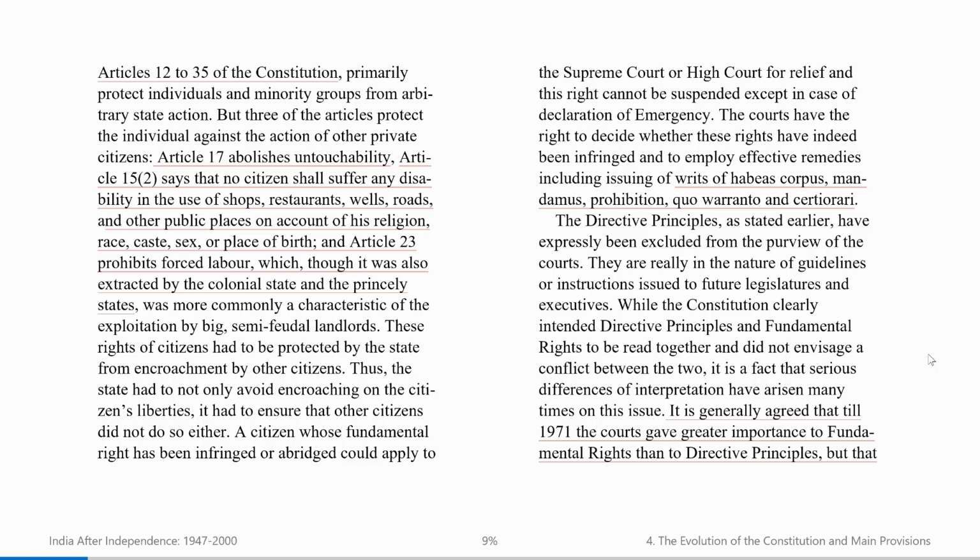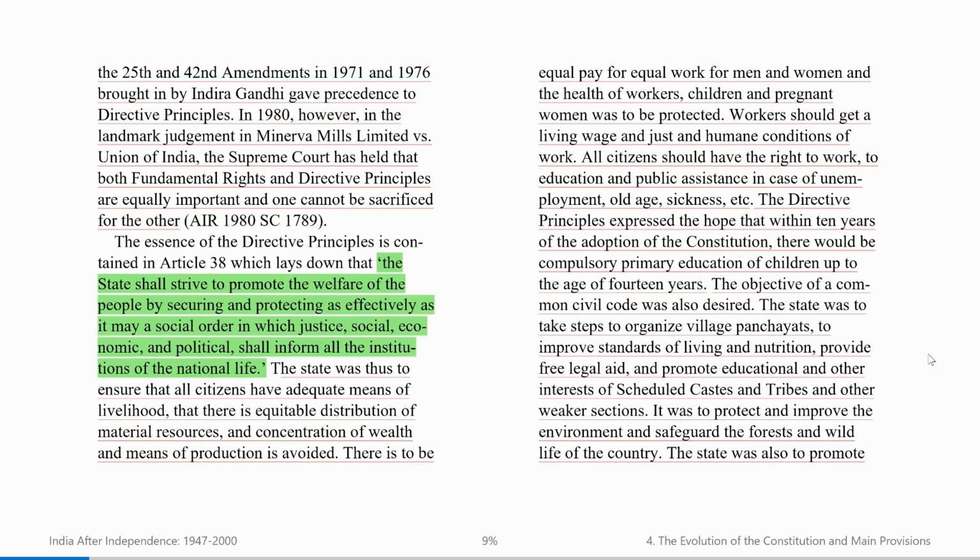Okay. There was always a debate between DPSP and the fundamental rights. It was generally agreed that till 1971, fundamental rights were given more importance than DPSP. But with the 25th and 42nd Amendments in 1971-76, the Indira Gandhi government gave precedence to the DPSPs. Again, in 1980, we had a landmark judgment by Minerva Mills Limited versus Union of India, in which the Supreme Court held that both fundamental rights and DPSPs are equally important and one cannot be sacrificed over the other. The idea being that DPSPs are fundamental rights in the making. So instead of arguing one over the other, you should appreciate both of them.